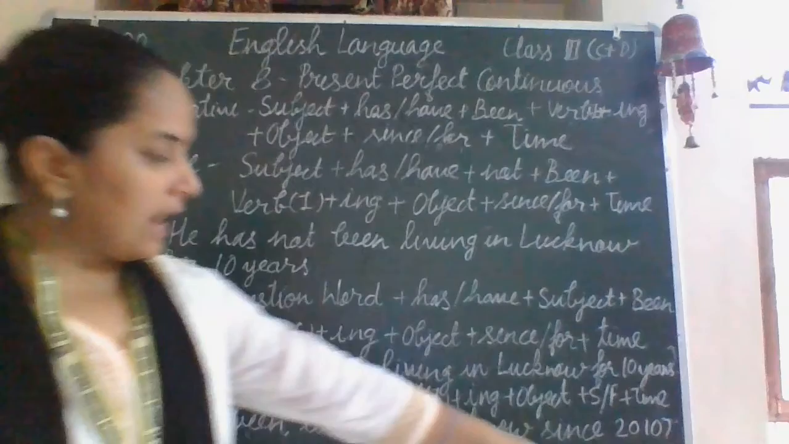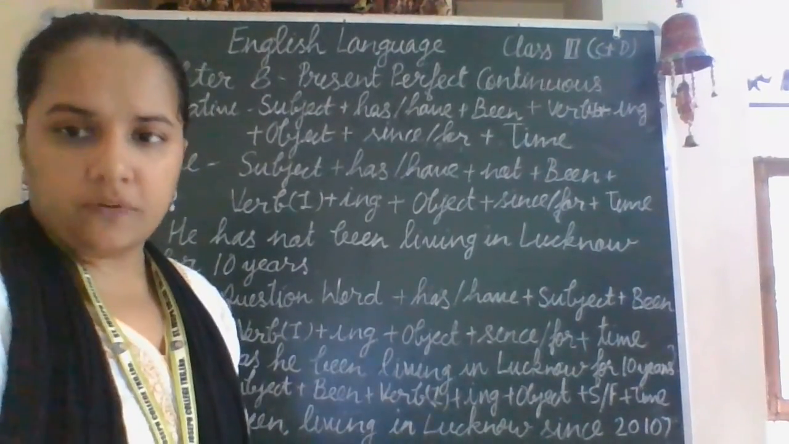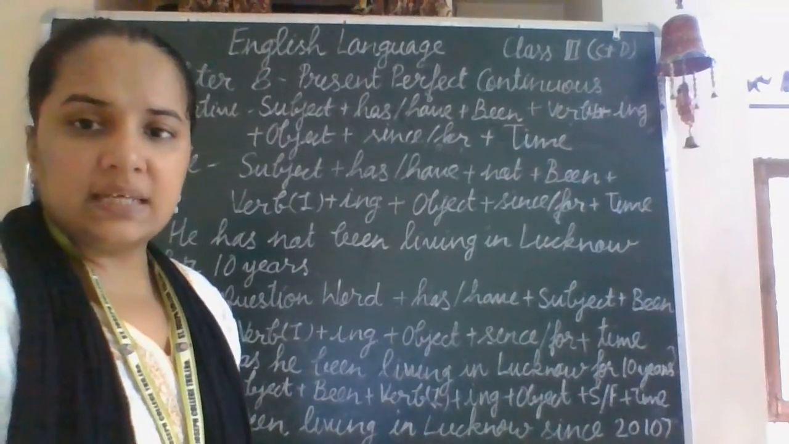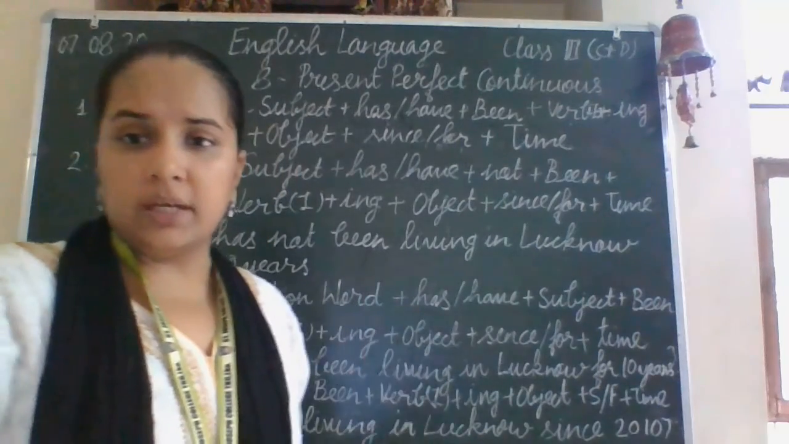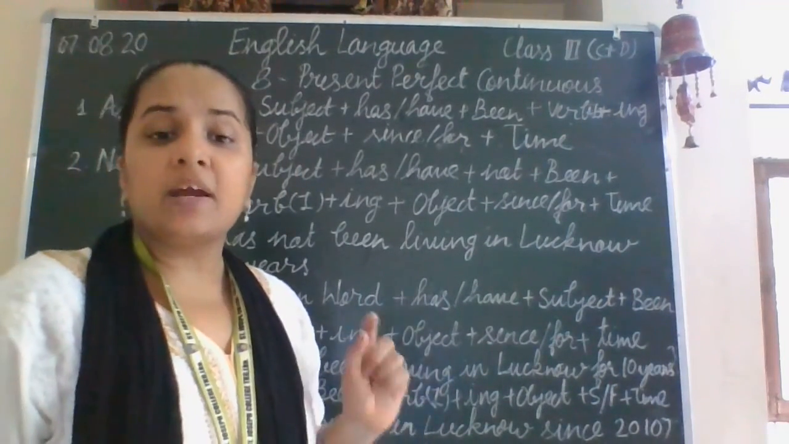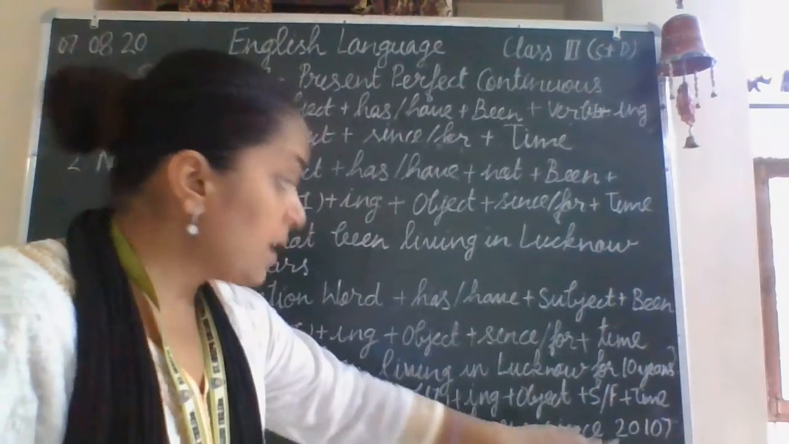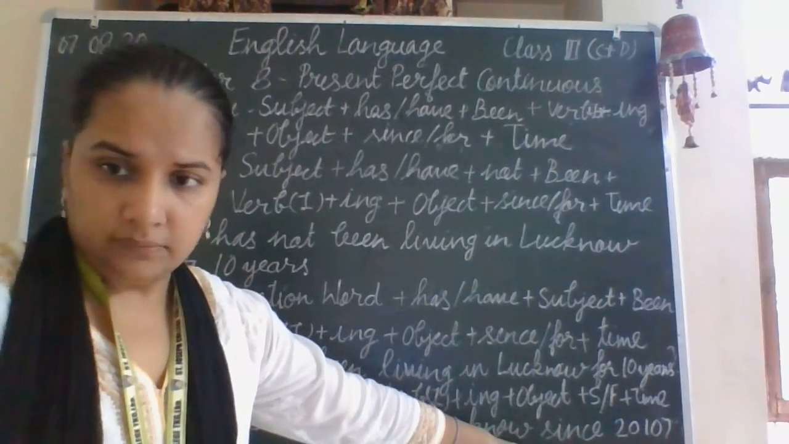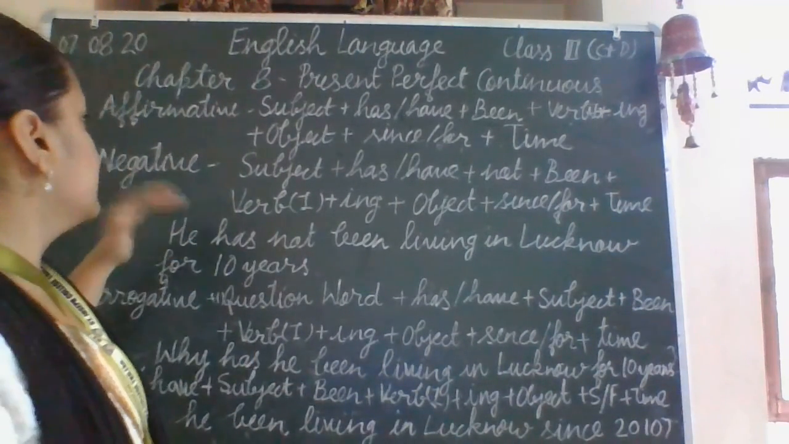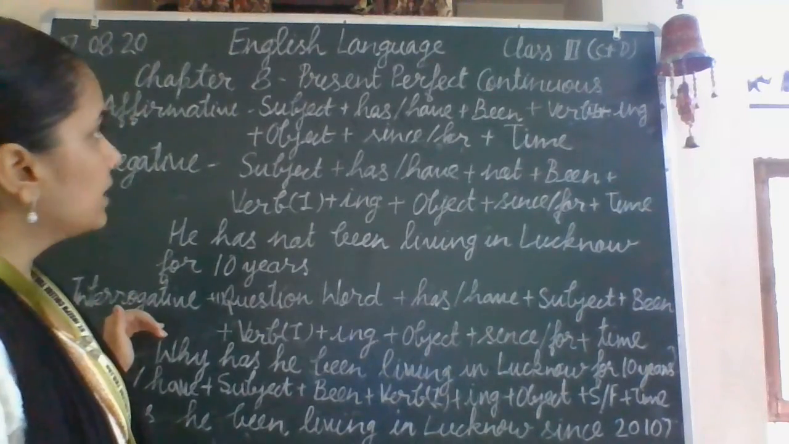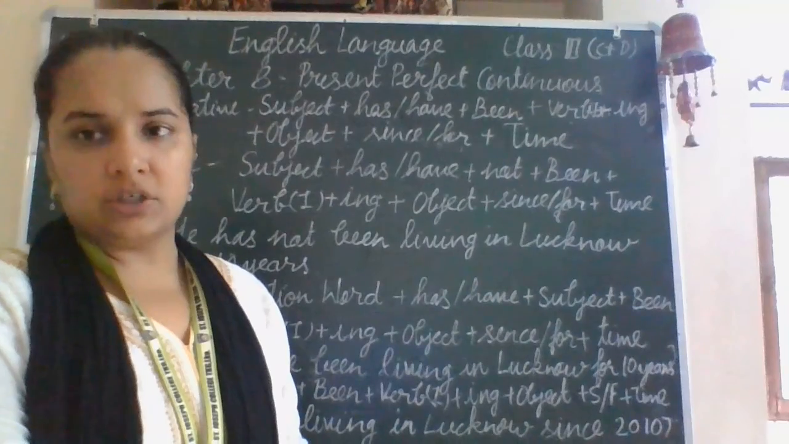See, now here I have used since, so I did not use the duration of the time. When I used since, I used the point of time. 2010 is a specific point of time. So here I am using the point of time because I am using since. So this is the structure of all three kinds, affirmative, negative and interrogative sentences in the present perfect continuous tense.